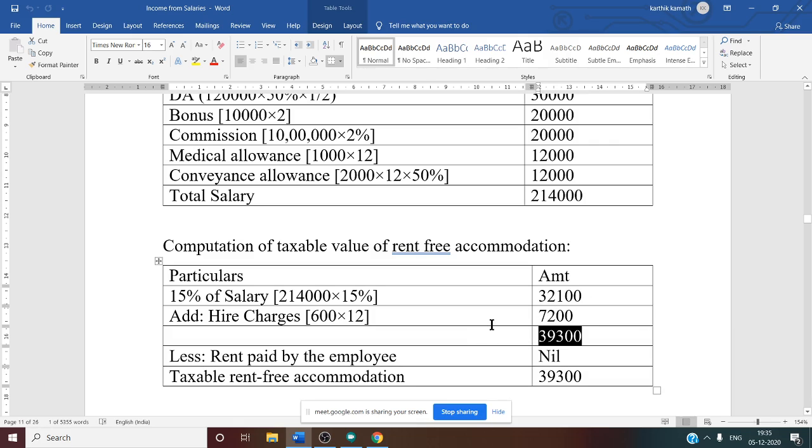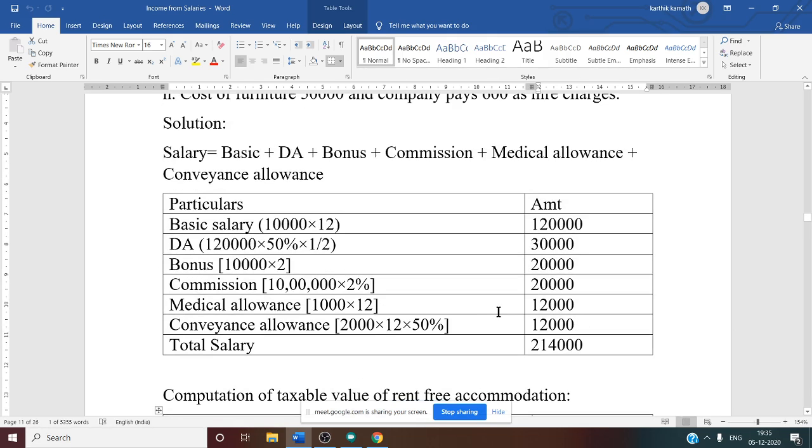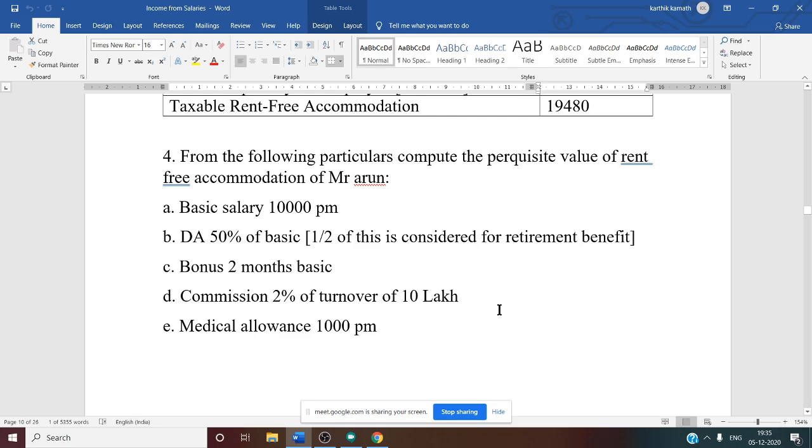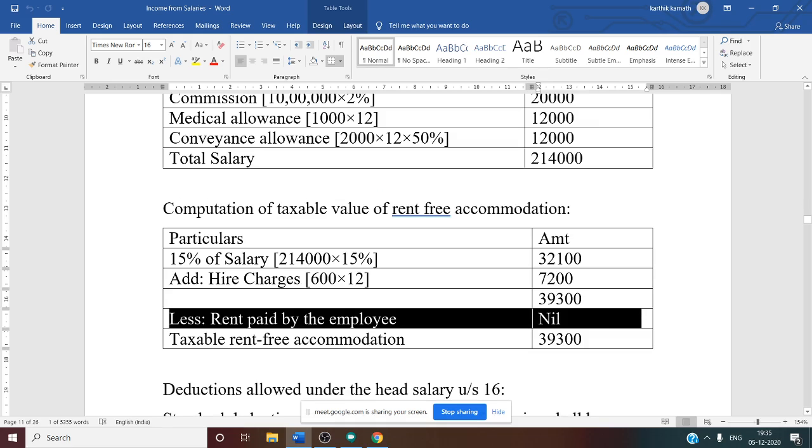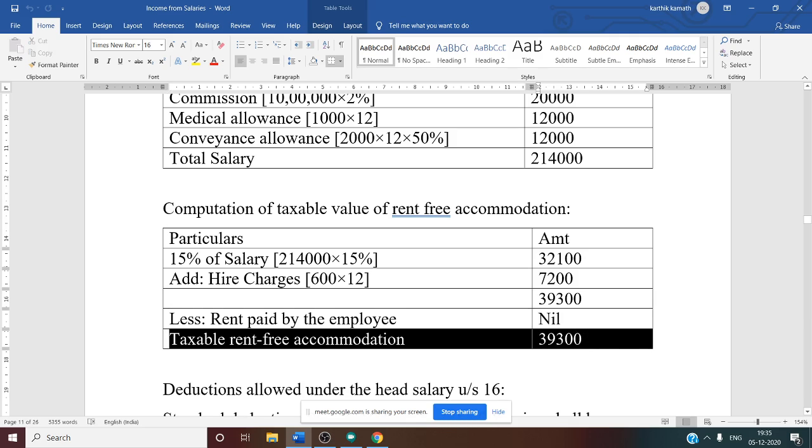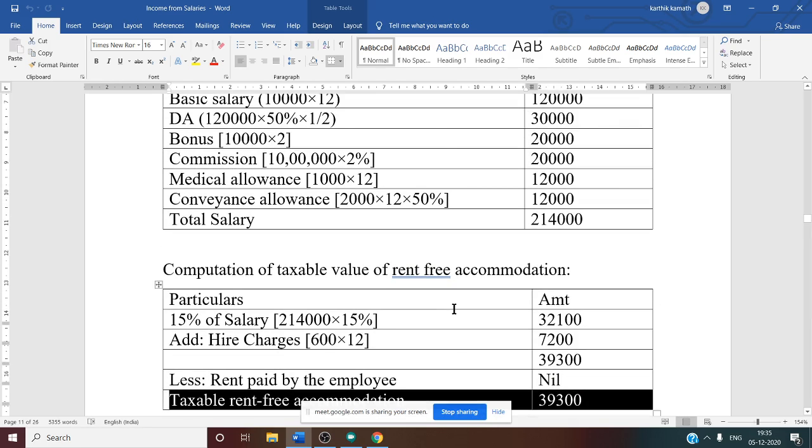Whether rent paid by the employee is given in the question, not given. If it is not given, that is nil, or you need not write this information. Less rent paid by the employee: if it is given, you have to deduct. In this question, not given, nil. So taxable rent-free accommodation is 39,300. Yes. So this type of sum comes for 8 months.